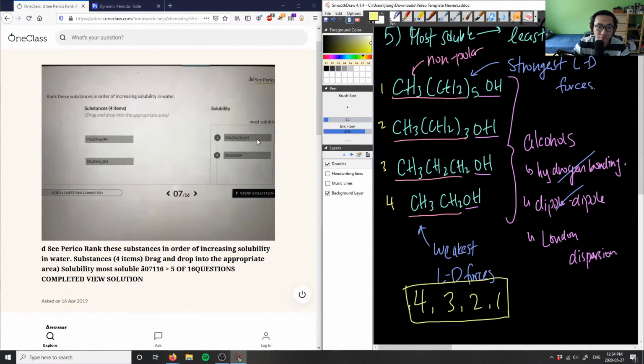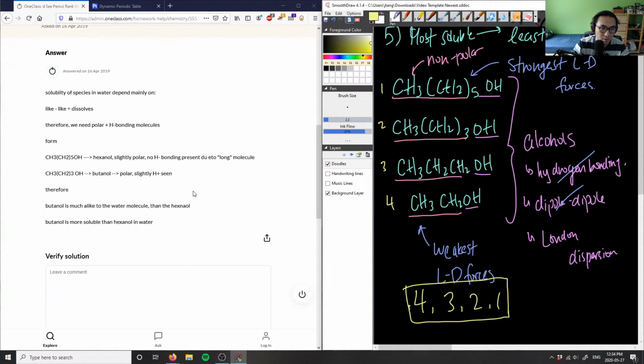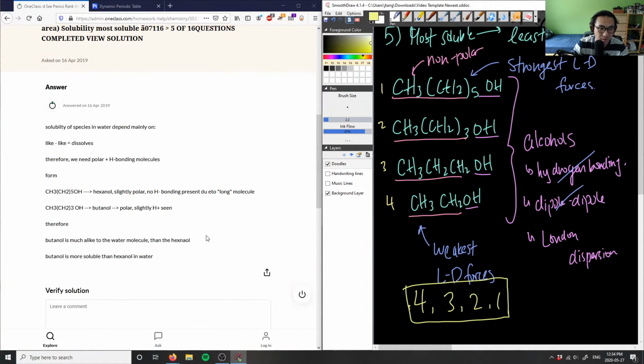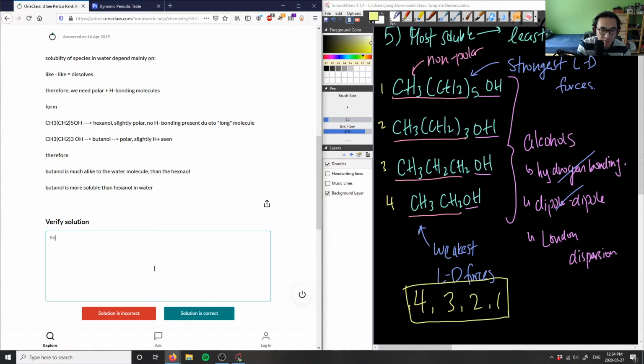I think they actually mixed up these two. The person who submitted this mixed both of these up, and they didn't actually talk about the rest of the solution either. So this solution is partially correct, because they didn't figure out the other ones. Most soluble to least soluble would be ethanol, propanol, butanol, and hexanol.